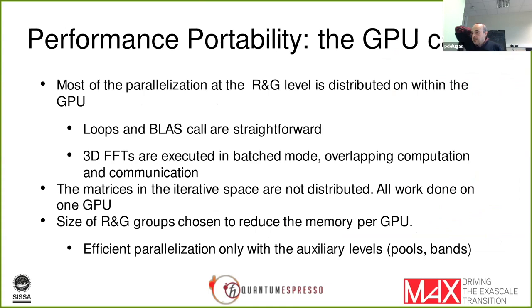This level of performance that we have reached, we have been able to port this to the system based on GPUs or accelerators. In this case, what happens is that we keep the same distribution of the parallelization levels, but most of the parallelization that happens at the RNG level is now distributed within the GPU. So the GPU performs most part of this parallelization, all loops.